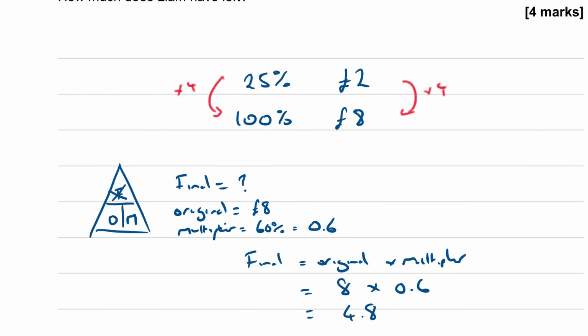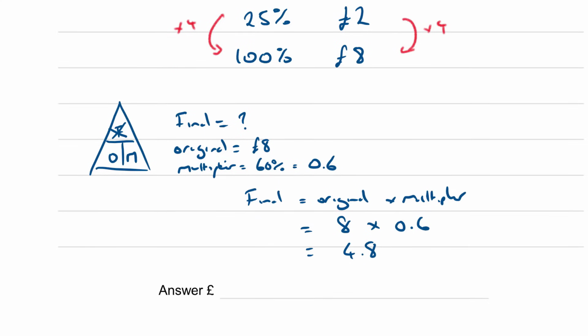Now remember, this is money though, so we're going to have to write that as pounds and pence. So he's got £4.80 left. Now you could have also found out what 40% was and deduct it from the £8 to get the same answer if you wanted to, but this way is quicker if you know what you're doing.